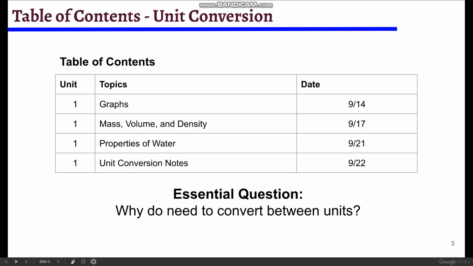So for today's lesson, you can take out your notebook. Go ahead and write down Unit 1. This is Unit Conversion Notes, and the date is 9/12.